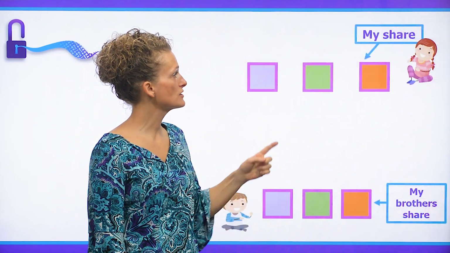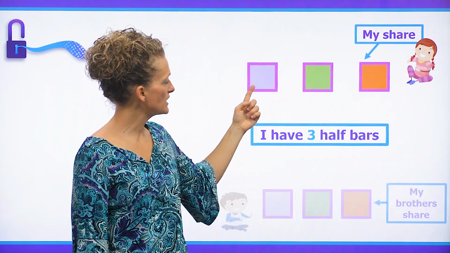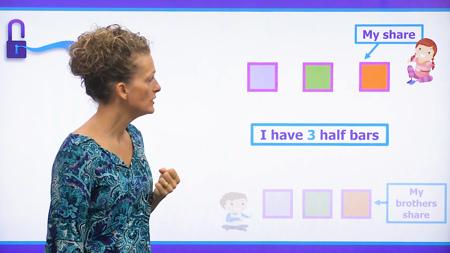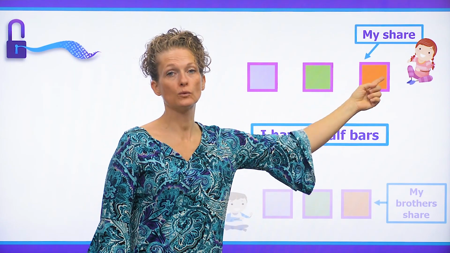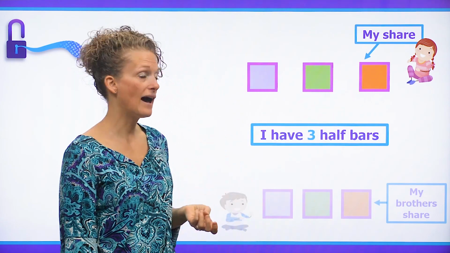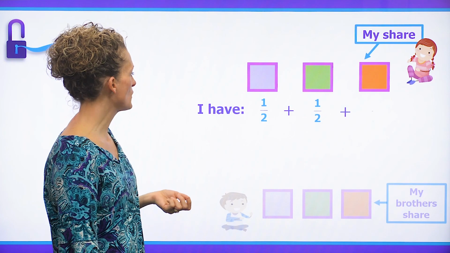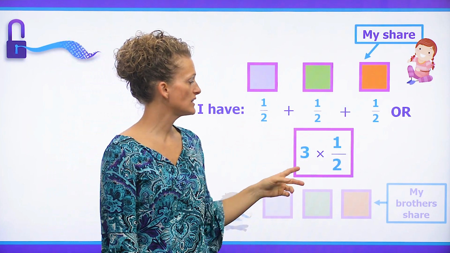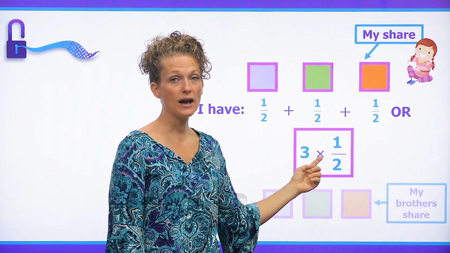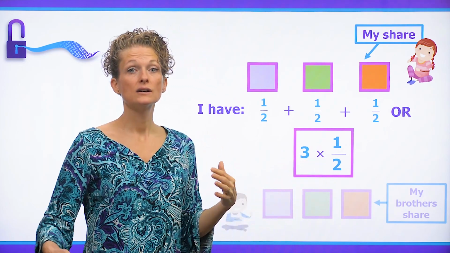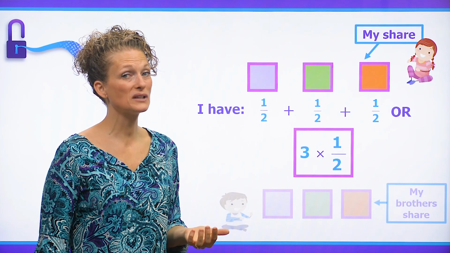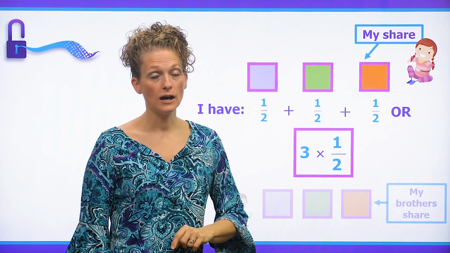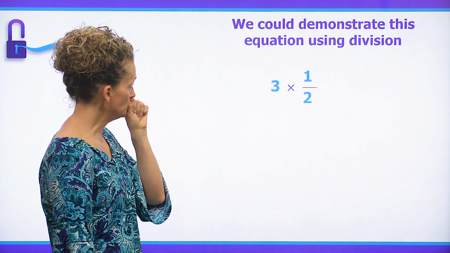How many pieces of chocolate do I have? Well, I know that each of these pieces represents a half of the original chocolate bar. So I have 1/2, 1/2, and 1/2. So I have 3 half bars. All right, so I have 1/2 plus 1/2 plus 1/2. So another way that I could write that is I've got 3 times a half, right? Because remember that multiplication is simply repeated addition, which is what I have here. So I'm adding 1/2 3 times.